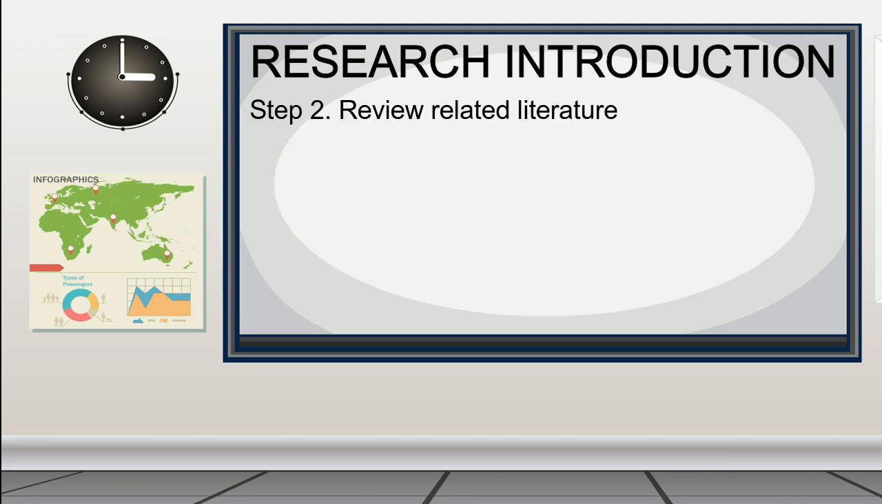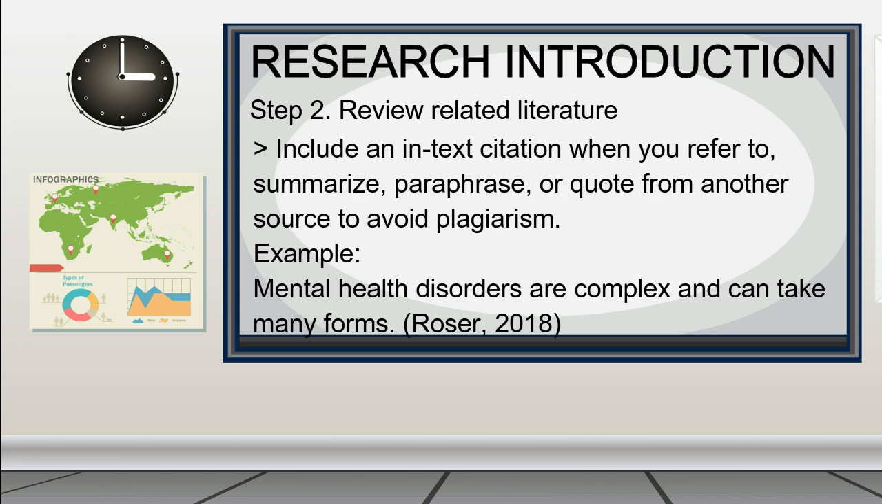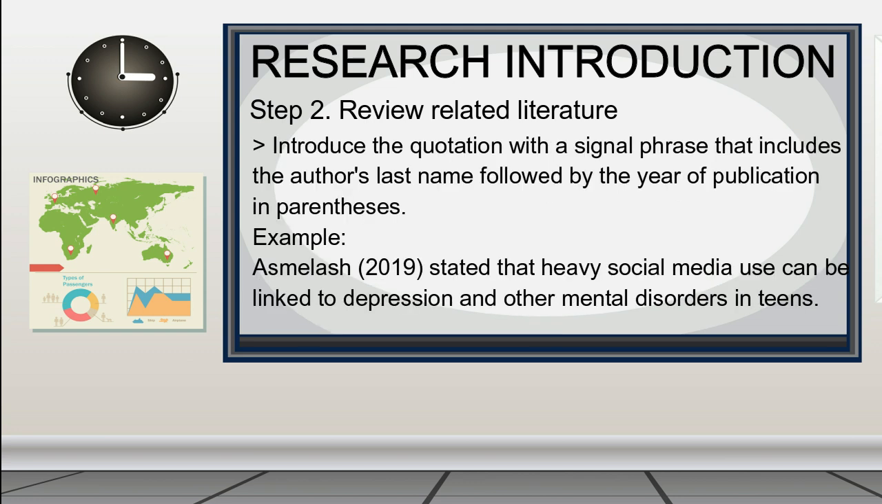Step 2. Review related literature. Include an in-text citation when you refer to, summarize, paraphrase, or quote another source to avoid plagiarism. American Psychological Association or APA in-text citation style uses the author's last name and the year of publication. For example, mental health disorders are complex and can take many forms. Roser 2018. You can introduce the quotation with a signal phrase that includes the author's last name followed by the year of publication in parentheses.